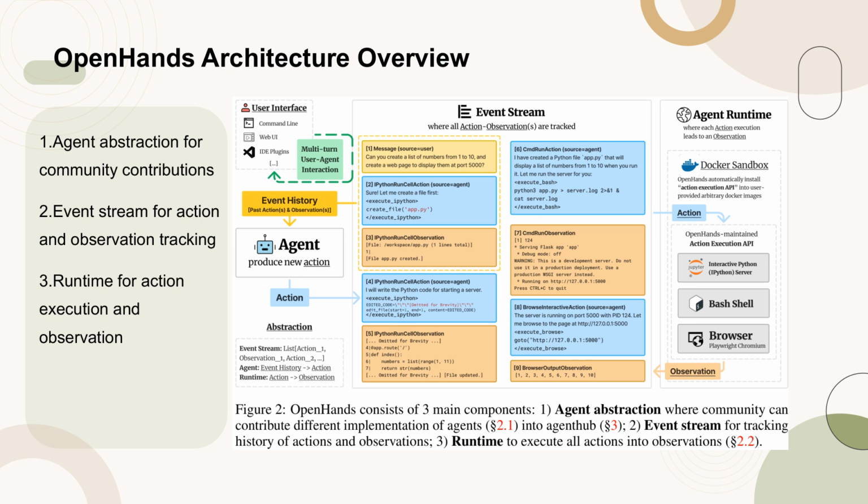The second component is the event stream, which is responsible for tracking the history of actions and observations. This ensures that all interactions and outcomes are recorded and can be reviewed. The third component is the runtime, which executes all actions and translates them into observations. This component is crucial for the actual operation of the agents within the OpenHands environment.